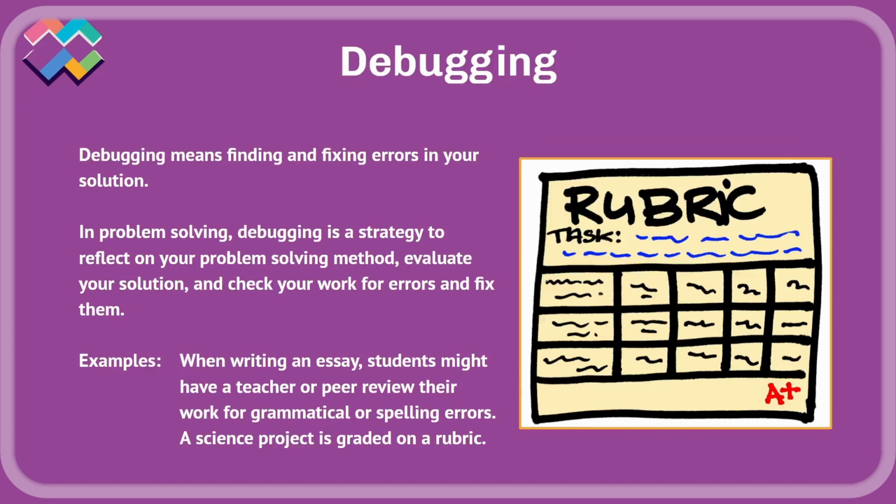Lastly, there's debugging, which means finding and fixing errors in your solution. In computer science, debugging is the act of finding errors in your code that prevent your program from working correctly. But in problem solving, debugging is a strategy to reflect on your problem-solving method, evaluate your solutions, and check your work for errors and fix them. For example, any student who has had to correct grammar or spelling errors in their written work would be using debugging to improve their writing.